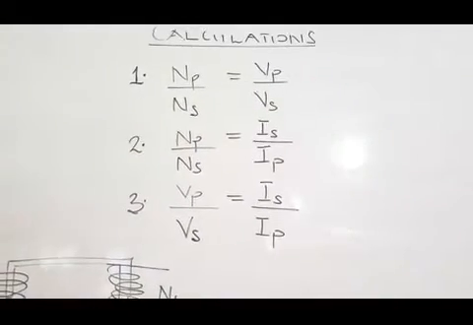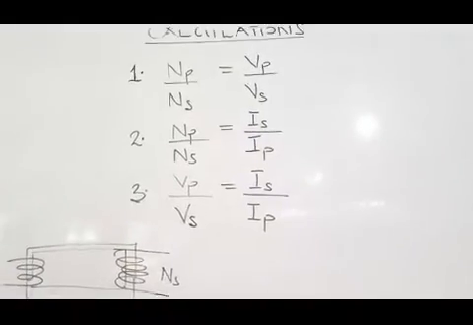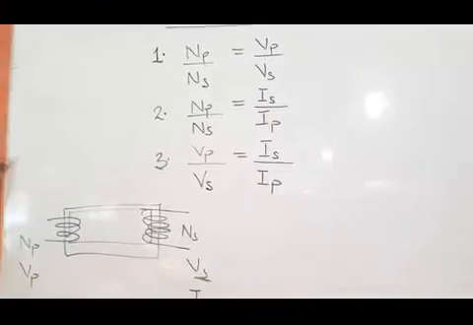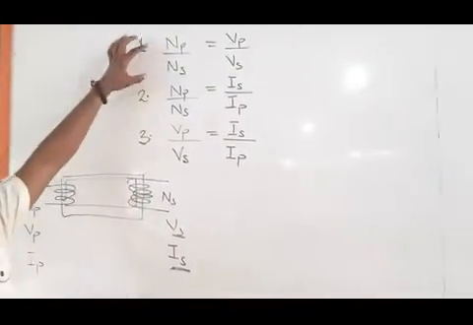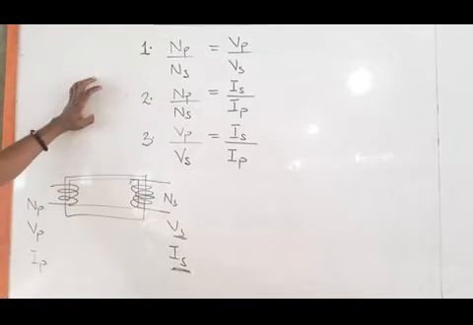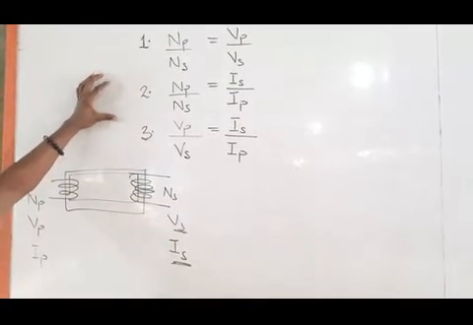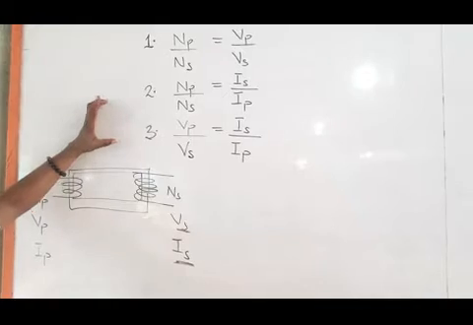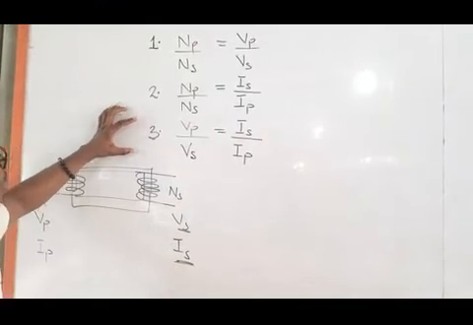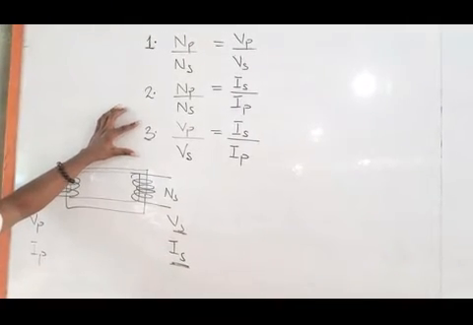A question can be given which involves number of turns and voltage. So you use this equation. A question can also involve number of turns and currents. So you use equation 2. A question can also be given which involves voltage and current. So you make use of equation 3.